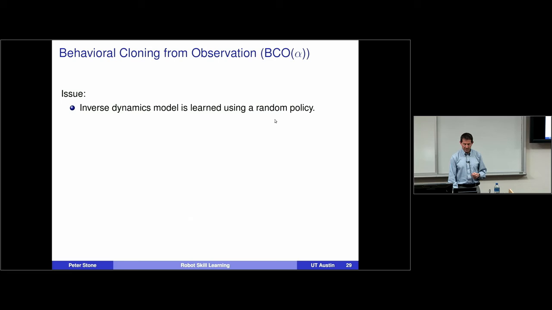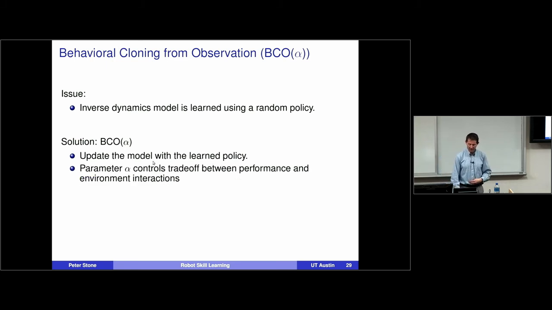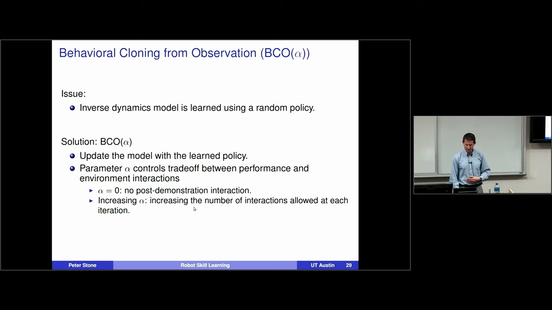We can then augment this method to say, what if rather than learning your inverse dynamics from a random policy, you learn from, similar to what I talked about in grounded simulation learning, the current place you are in policy space, and update the model with that learned policy. We can then introduce this alpha parameter, which controls the trade-off between performance and environment interactions. So when alpha is 0, that's what I've described so far. You don't get any post-demonstration interaction with the environment. When it increases, you get more and more.